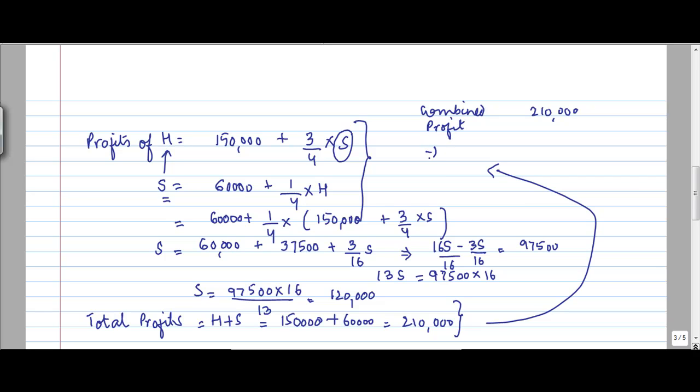Now, how much is the minority profit out of profits of S Limited? Please note that the minority profit will arise only in case of S Limited because H Limited is not a subsidiary. So you don't need to put in the minority profits there. Minority is 1/3 of this, or 25%. So 25% of 1,20,000 is 30,000. So the combined profit which has to come in the balance sheet is 1,80,000.